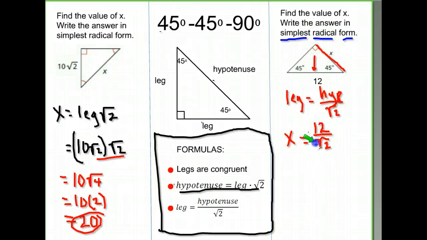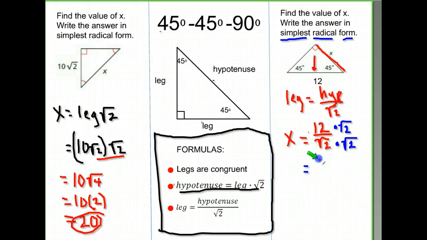Okay, so simplest radical form, you cannot have a square root in the bottom. To get rid of that, what you do is you multiply by that square root. Okay, so it was square root 2, we multiply by square root 2. Only whatever you do to the bottom of a fraction, you have to do the same to the top, so that you're keeping the same fraction.